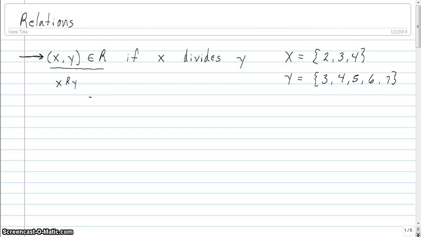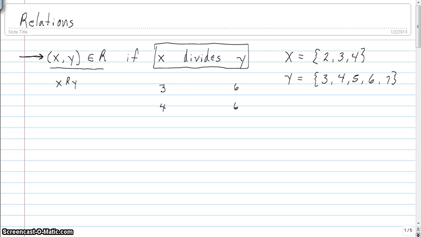In this case, the example that I'm using is that those two are related if x divides y. Now, I'm using the more formal mathematical definition of divides. Of course, any two numbers can be divided, but in a more formal sense, we would say that 3 divides 6, because if I divide 3 into 6, there's no remainder. I get 2. So I wouldn't be able to say, for instance, that 4 divides 6.